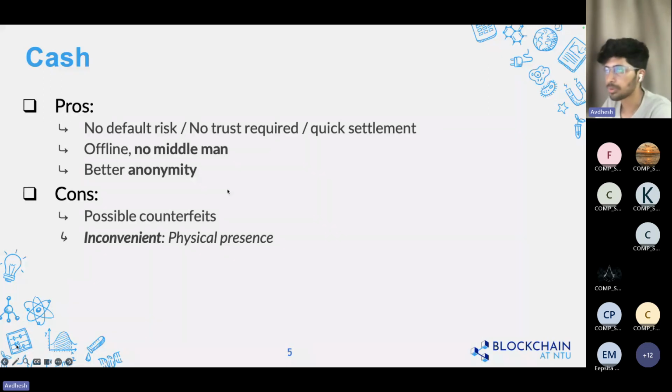This can be treated as a pro as well as a con, because most of the black market kind of stuff happens mainly in cash. But for the sake of our argument, I'm just putting it in the pros. We have better anonymity because of cash. Now the con is that there can be possible counterfeits. Anyone can make a copy of it, and you actually don't know how to differentiate a counterfeit.